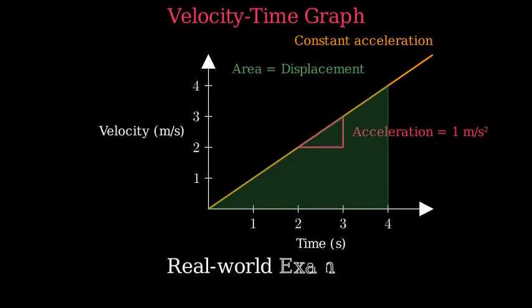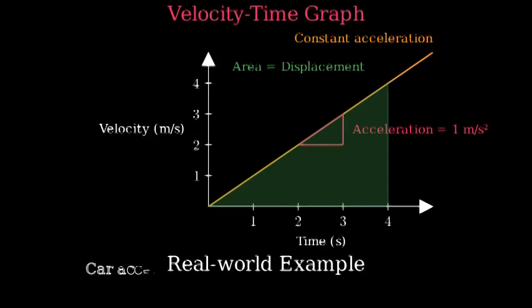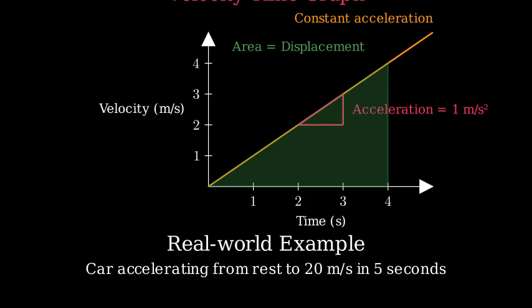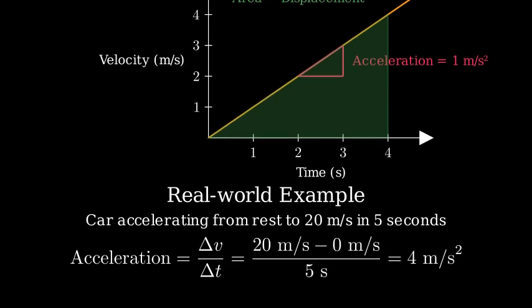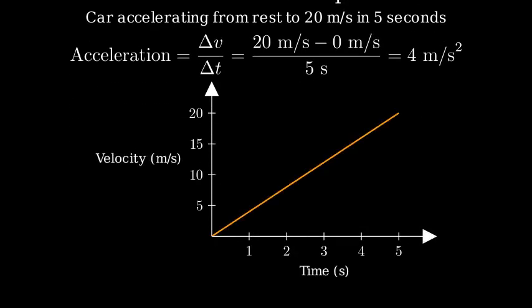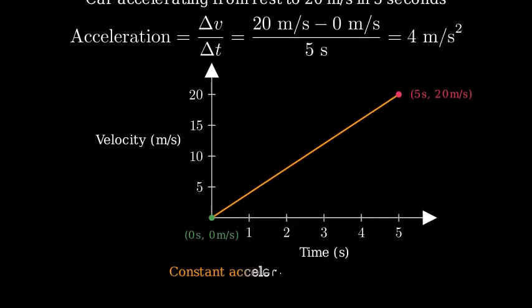Let's consider a real-world example of acceleration. Imagine a car that starts from rest and accelerates uniformly to a velocity of 20 meters per second in 5 seconds. We can calculate the acceleration. The change in velocity is 20 meters per second minus 0, which is 20 meters per second. The time taken is 5 seconds. So, the acceleration is 20 meters per second divided by 5 seconds, which equals 4 meters per second squared. This would look like this on our velocity time graph. A straight line going from 0, 0 to 5, 20.